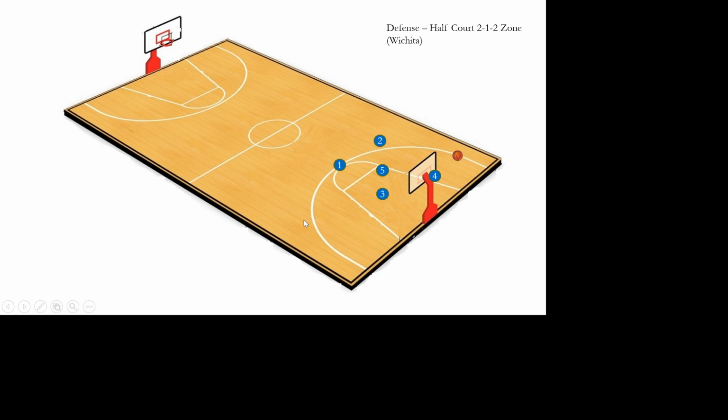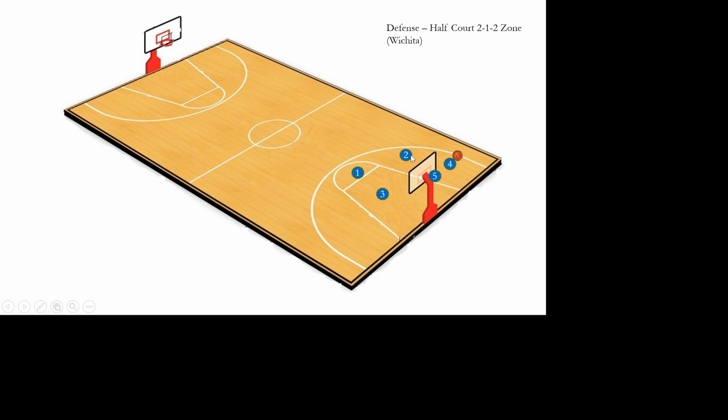If the ball goes down in this area, that's 4's responsibility. He's going to pop out and pick up the ball. 5's going to slide down and be between the ball and the goal. 3 still has the middle. 1 is here at the free throw line area, and 2 is right here anticipating a pass back up top.